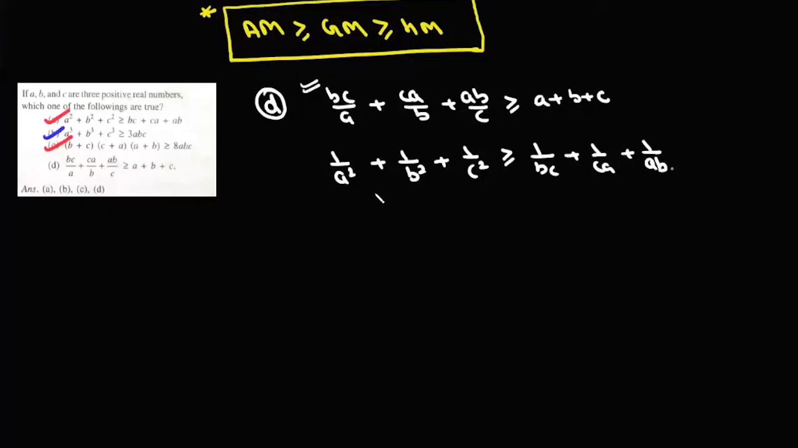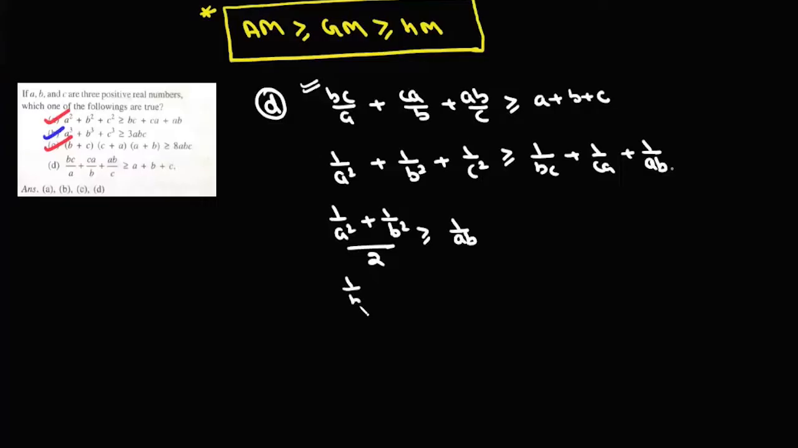Now we'll prove this the way we have proved the first one. So it is same as the first one, but in case of a, b, c, we are taking 1 upon a, 1 upon b and 1 upon c. So we can write 1 upon a square plus 1 upon b square by 2 will be greater than or equal to their geometric mean, which is 1 upon ab.